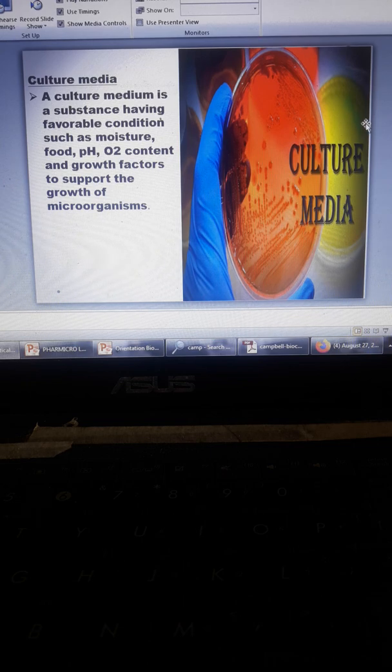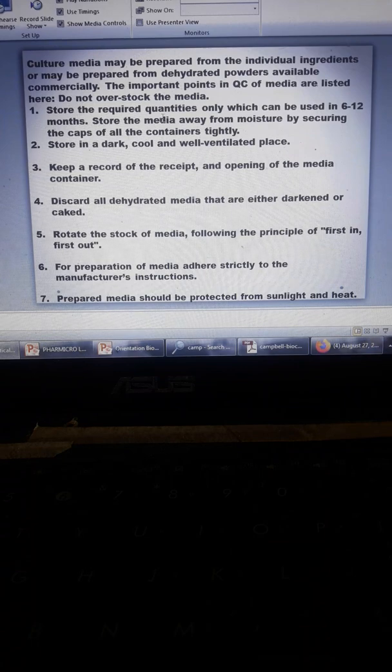Usually, you will see it like this. Okay, this is already the colony of the bacteria. Later on, hopefully, I can show you how to streak, zigzag, the patterns of streaking of the culture medium. Okay? Next.